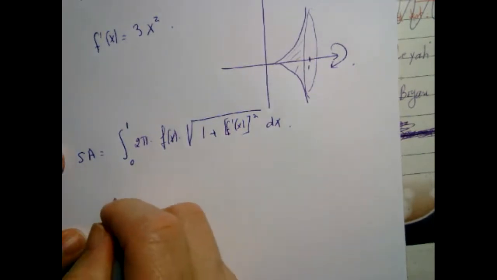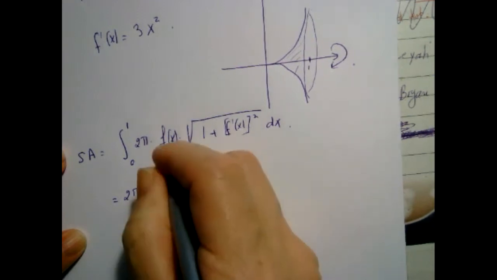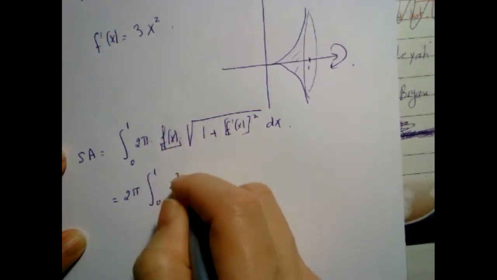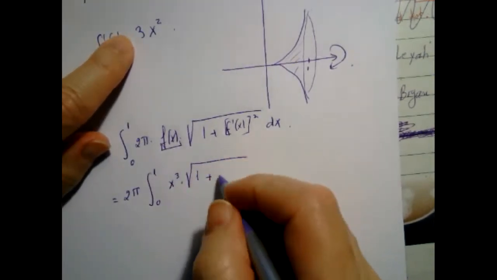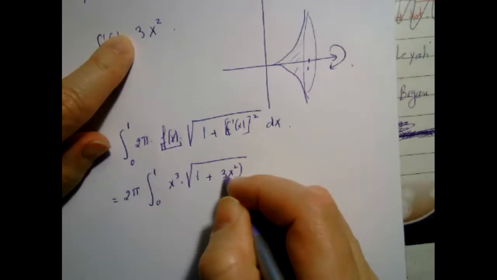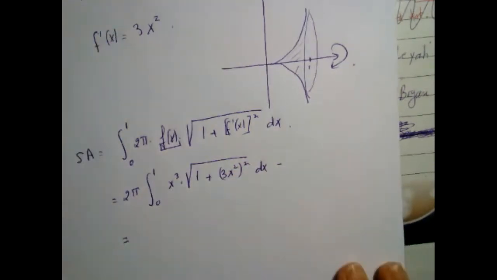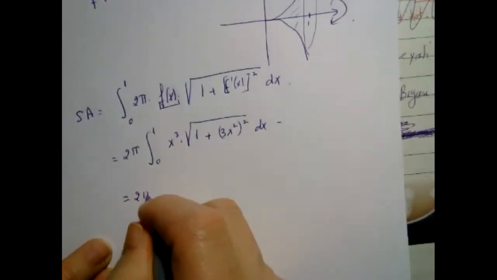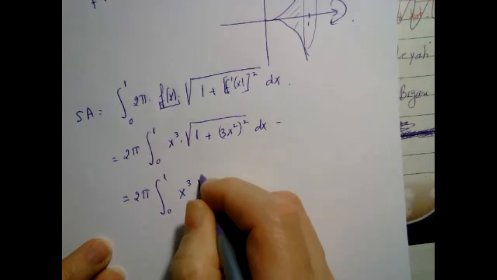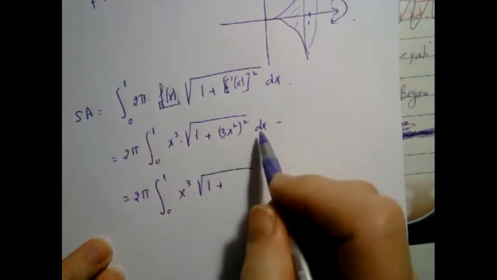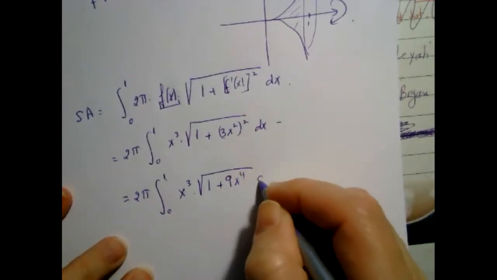So it's going to give me 2 pi, which is a constant, integral from 0 to 1. The function is the cubing function, times the square root of 1 plus f prime, which is 3x squared, dx. So it's going to give me 2 pi times the integral from 0 to 1 of x cubed times the square root of 1 plus (3x squared) to the power 2, 3x squared times 3x squared is 9x^4, dx.